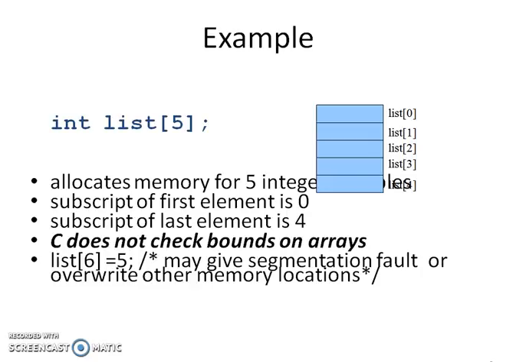Example, int list[5]. In this picture, the size of the array is 5, and list is the starting address. list[1] stores the second element, list[2] stores the third element, list[3], list[4], up to the size of 5.